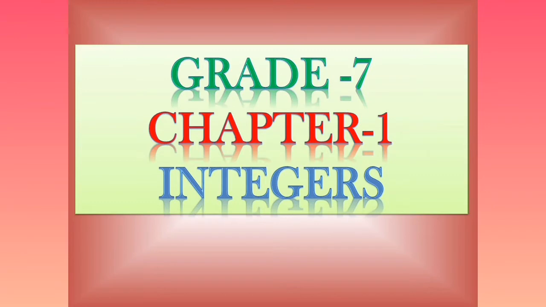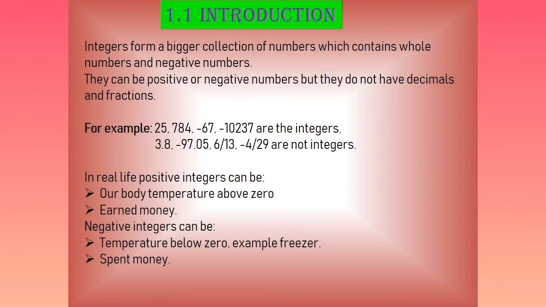Grade 7, Chapter 1, Integers. Introduction. Integers form a bigger collection of numbers which contains whole numbers and negative numbers. They can be positive or negative numbers, but they do not have decimals and fractions.